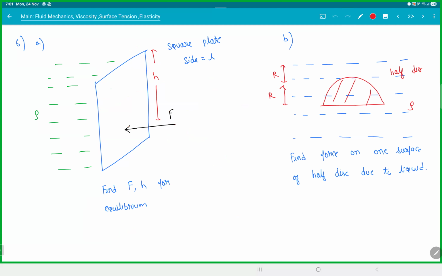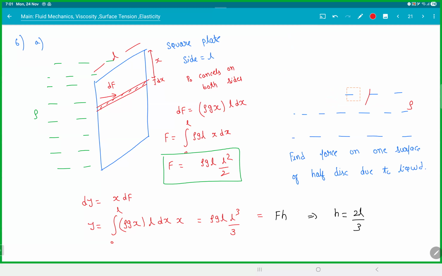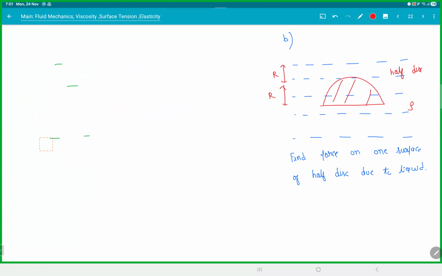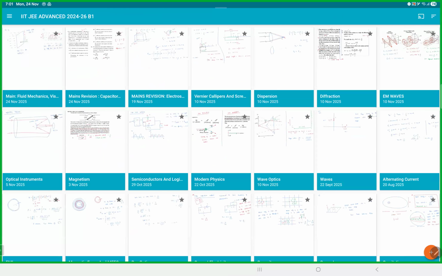What about the B part? B is a good question. There is a result we derived here. So force on a surface is pressure at center of mass, that your center of mass is also there, into projected area. We have proved this in detail. You can check out the notes.